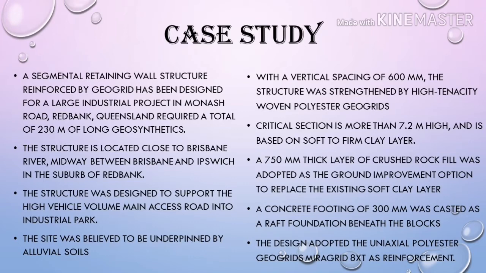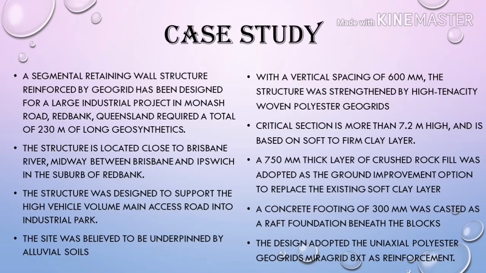The structure's most critical section, which is more than 7.2 meters high, is based on the soft to firm clay layer. In order to prevent the potential bearing failure due to the excessive vertical stress and insufficient carrying capacity of the soft clay layer, a 750 millimeter thick layer of crushed rock fill was adopted to replace the existing soft clay layer as the ground improvement option.